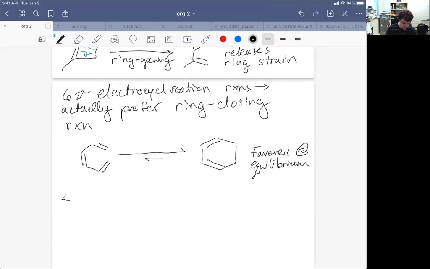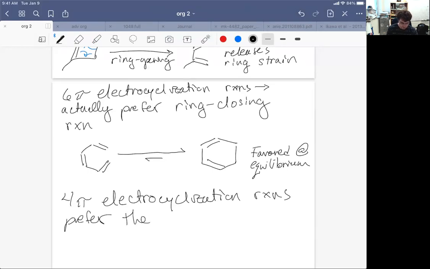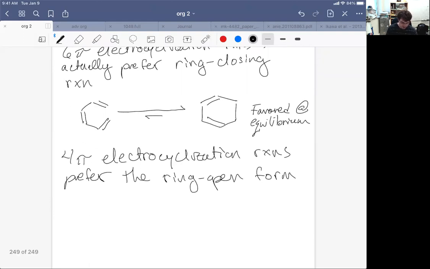Whereas 4-pi electrocyclization reactions prefer the ring open form. Where if we have our diene system, we actually have a much more favorable process going in the reverse direction to release the ring strain generated by the cyclobutene. Okay, so that's 4 pi and 6 pi.